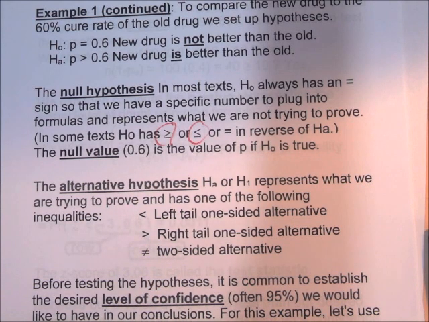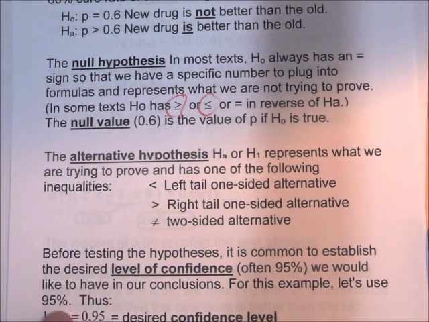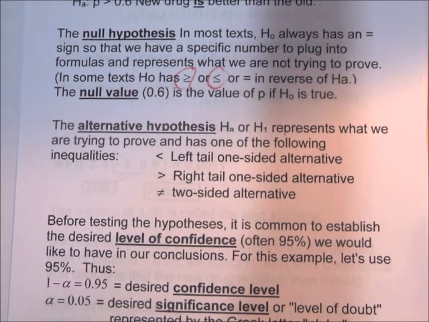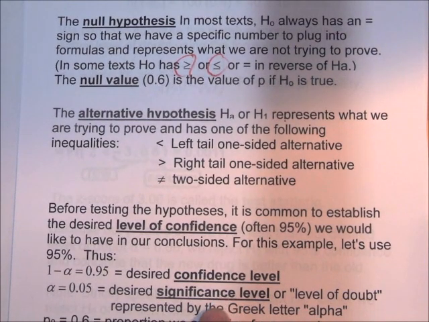Before testing the hypotheses, it's common to establish the desired level of confidence. That's often 95%. And for this example, we'll use 95%. That's the most commonly used level of confidence. That means our level of doubt is going to be 5%. So 100% minus 95% is 5%, or 0.05. That's the official term for the level of doubt: the level of significance.